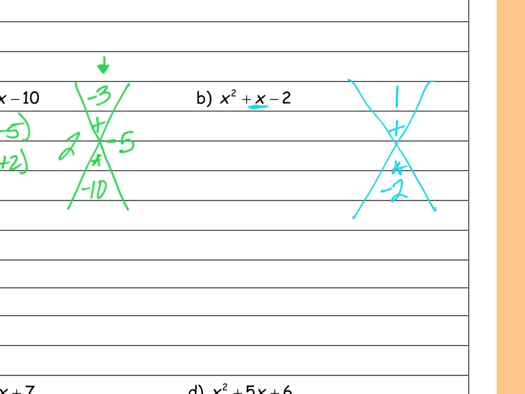So what numbers multiply to be 2? 1 times 2. Beautiful. Yes, it's a negative 2 because this is a negative sign. So I want it to be a positive 1. So which one of my numbers is going to be negative, the 1 or the 2? 2. Because this number is positive, so my bigger number is positive.